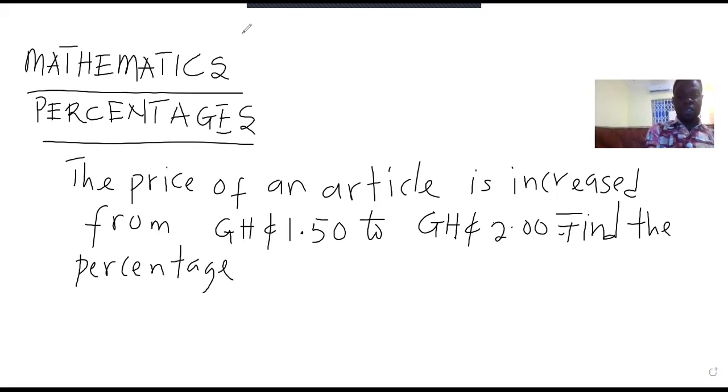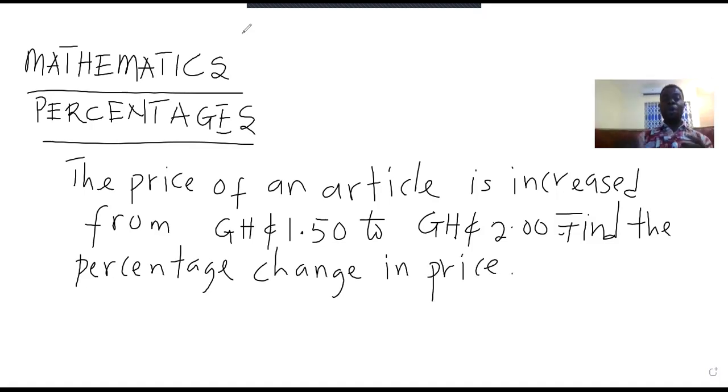Find the percentage change in price. Good. So the price of an article is increased from 1.50 Ghana cedis to 2 Ghana cedis, and we are being asked to find the percentage change in price.